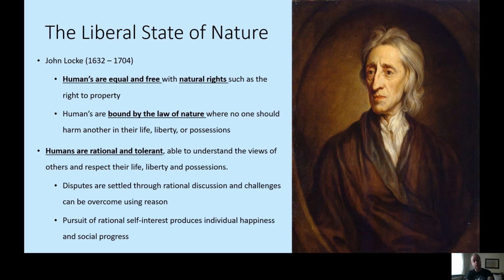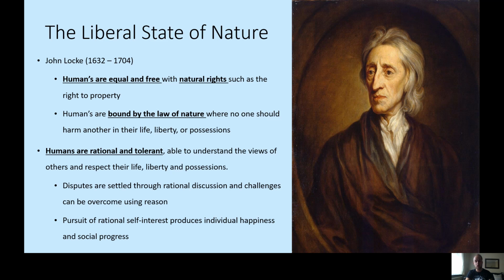And the reason why you wouldn't take another person's life, or the reason why you wouldn't harm someone else's freedoms or possessions, is because you are naturally a rational and tolerant person. Naturally, humans want to appeal to logic, or use their logic in order to overcome issues and in order to manage themselves. We have a natural ability to understand the views of others and respect other people's lives, other people's liberty, and other people's possessions. We can appeal to humans' natural desire for logic and to go through things in a logical order to overcome these problems.